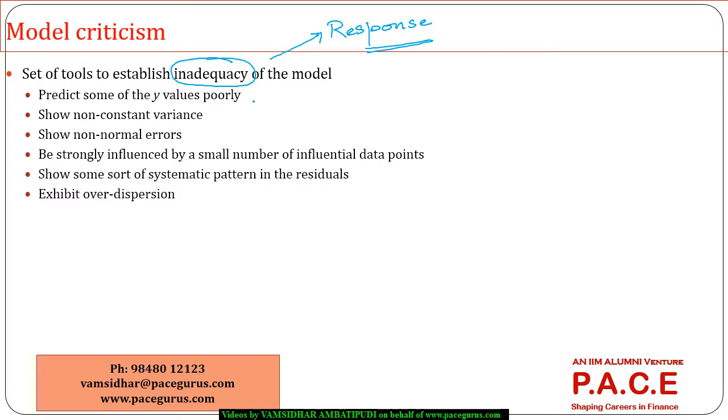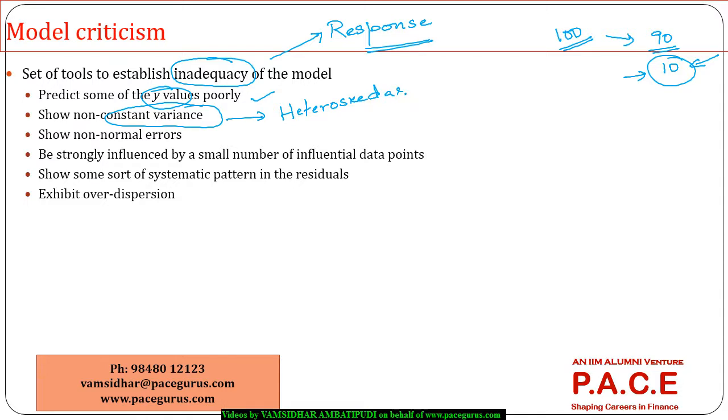There could be a possibility that some values of y, right, if there are 100 records that I have taken, it might be very well possible that almost 90 records are predicted more or less fine, but there could be some values of y which are not being predicted properly. That means there should be something else as a part of the model which is not getting captured. Even the variance is not constant. This is a scenario of heteroscedasticity present in the model. So we have to really understand how to address this scenario of heteroscedasticity.